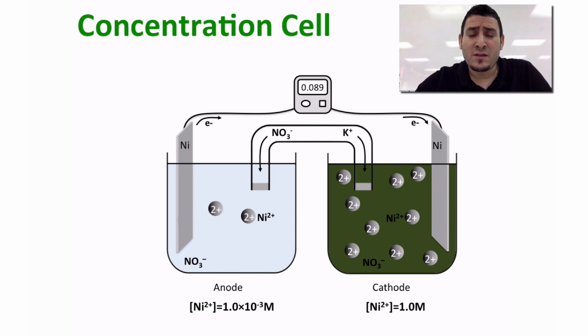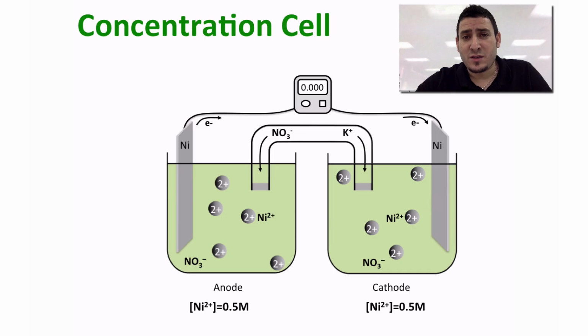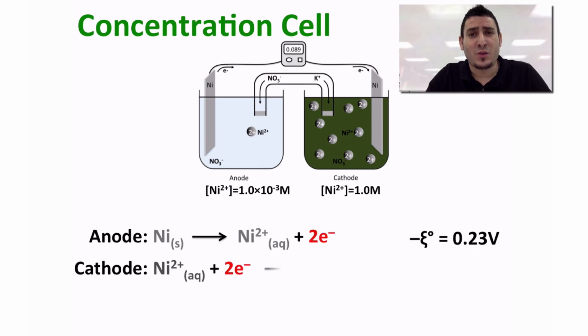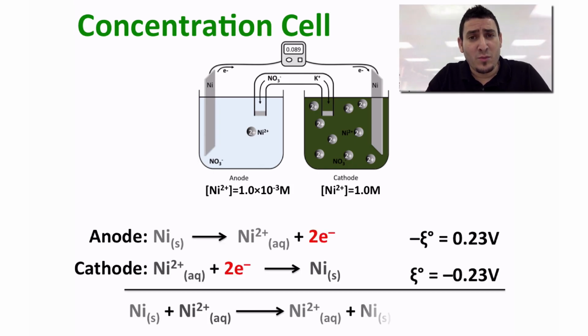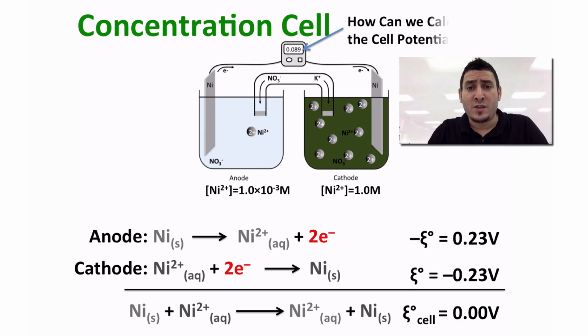The best way to answer this question is to think that nature will try to equalize the concentrations in both compartments. Therefore, the electrons will flow from the less concentrated compartment to the more concentrated compartment. If the cell had 1 molar concentrations in both compartments, the standard cell potential would be equal to 0, since both compartments have the same half equation. So the question now is, how can we calculate the cell potential of this concentration cell?